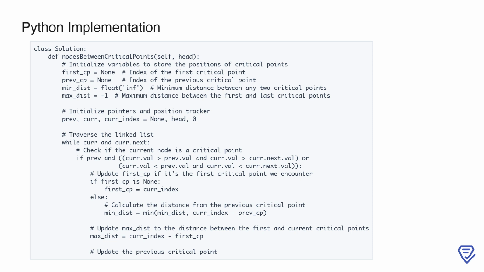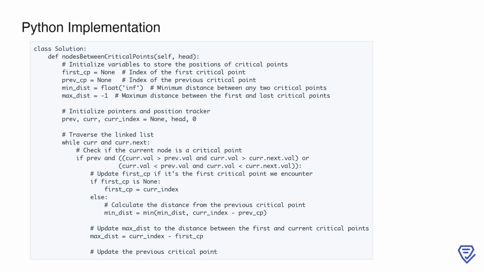As we traverse the list, we check if the current node is a critical point. A node qualifies as a critical point if its value is either a local maximum greater than both its neighbors or a local minimum smaller than both its neighbors. If we find a critical point and it's the first one, we update first_CP to hold its index.